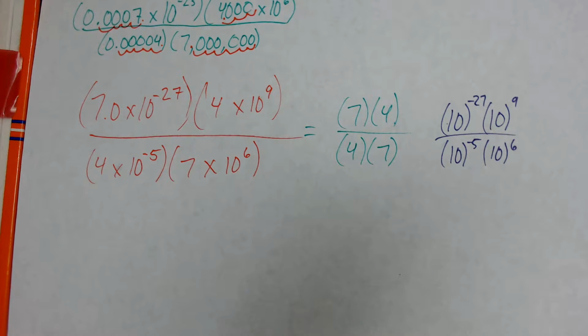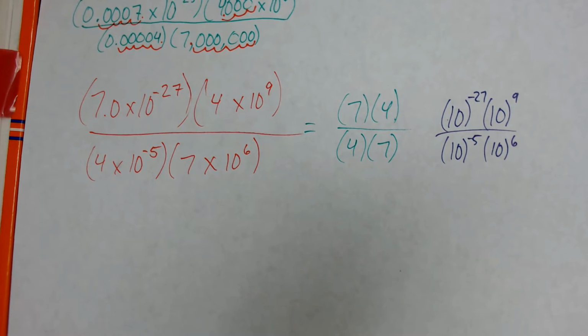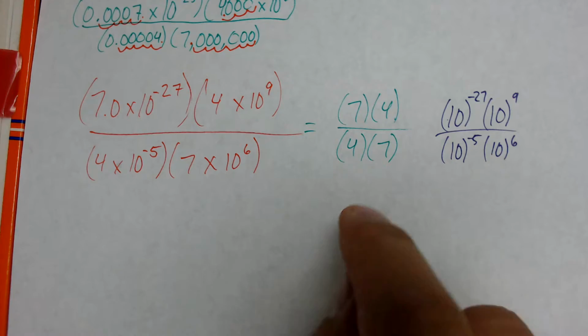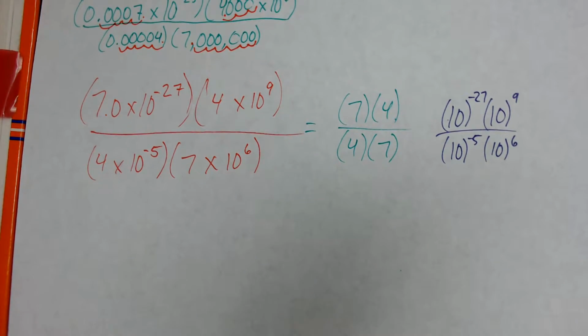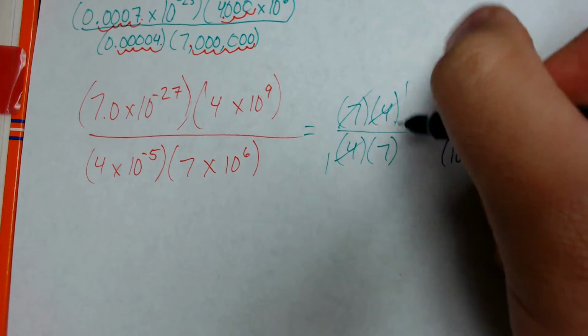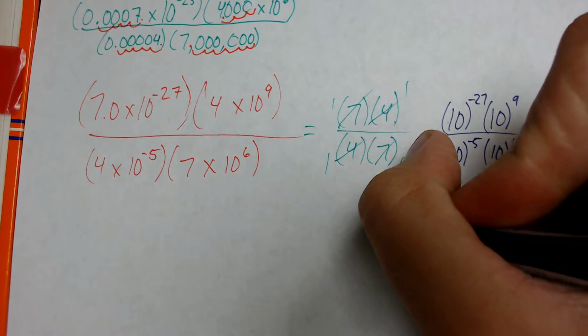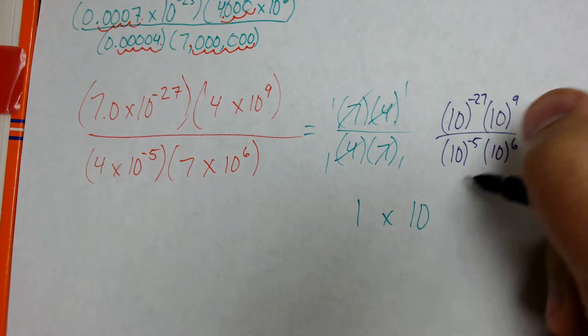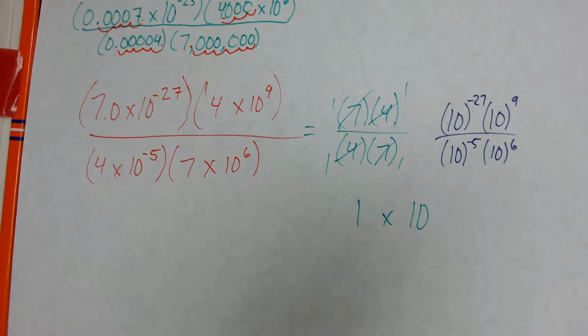Now what this does is it prepares me to write my final answer in one scientific notation number, and it also makes the operations a lot simpler. So I can go ahead and simplify the whole numbers. I know that 4 divided by 4 is just 1, and 7 divided by 7 is 1. So my first number is going to be 1. I'm going to have 1 times 10 to the power of something. Now let's figure out that exponent.